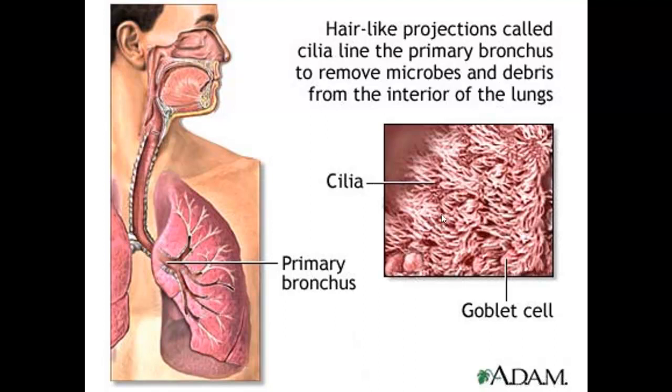The same cilia, we can see them in the fallopian tube, and they will aid in the movement of the ova. So in fertilization, then moving the zygote towards the uterus. So it is very important.